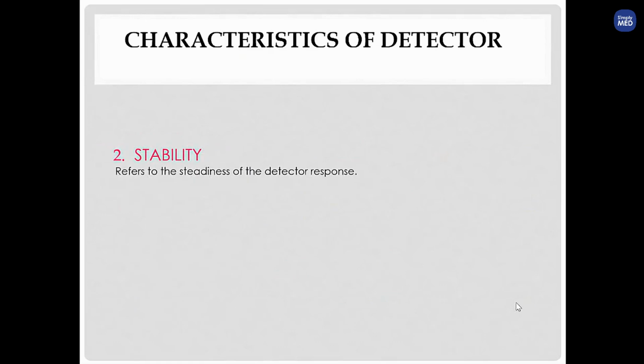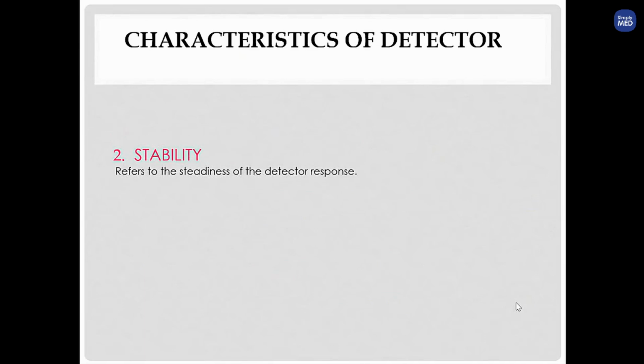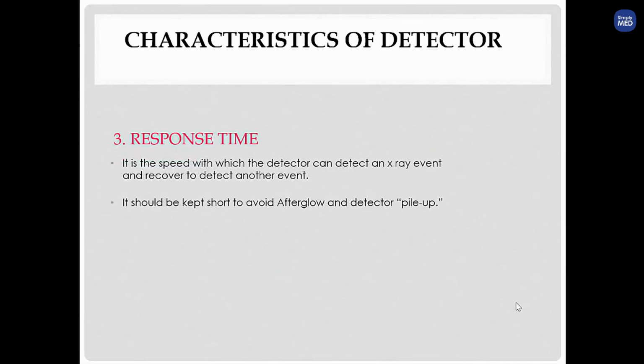Stability is how steady the detector is, how it is responding, how strong it is. Response time: when the detector detects an event, it has to show the image at the same time. There should not be any afterglow, because if there is afterglow, there will be detector pile up.